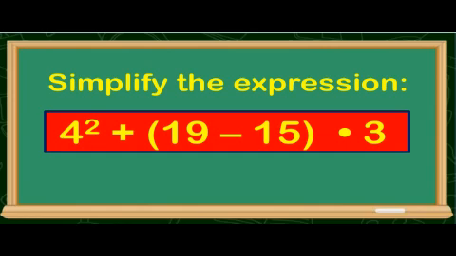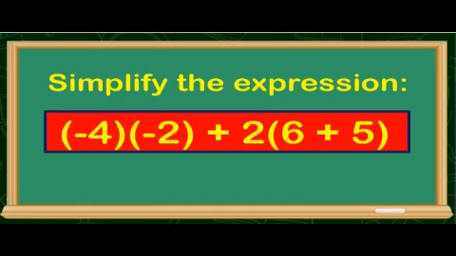4 squared plus 19 minus 15 times 3. 19 minus 15 is equal to 4. So, and 4 squared is equal to 16. So 16 plus 12 is equal to 28. And 28 times 3. 28 times 3 is equal to 87. So my final answer is 87.